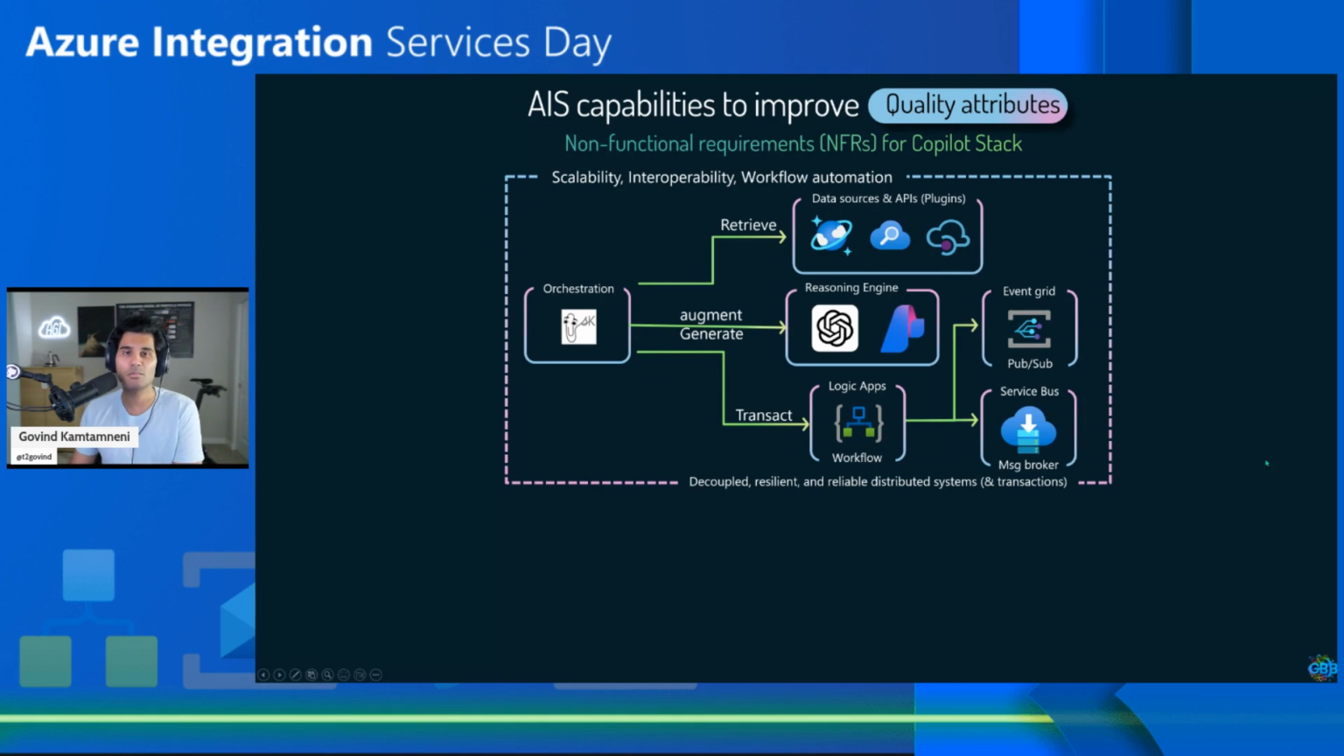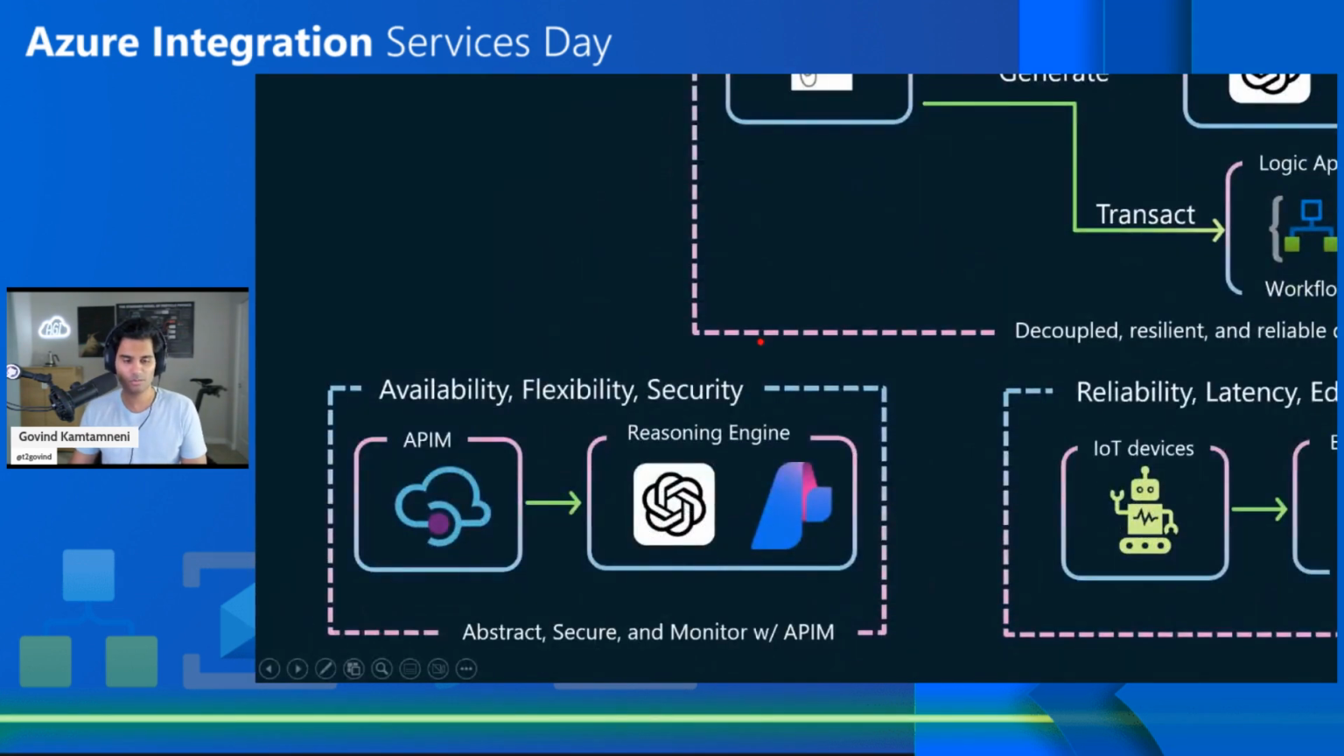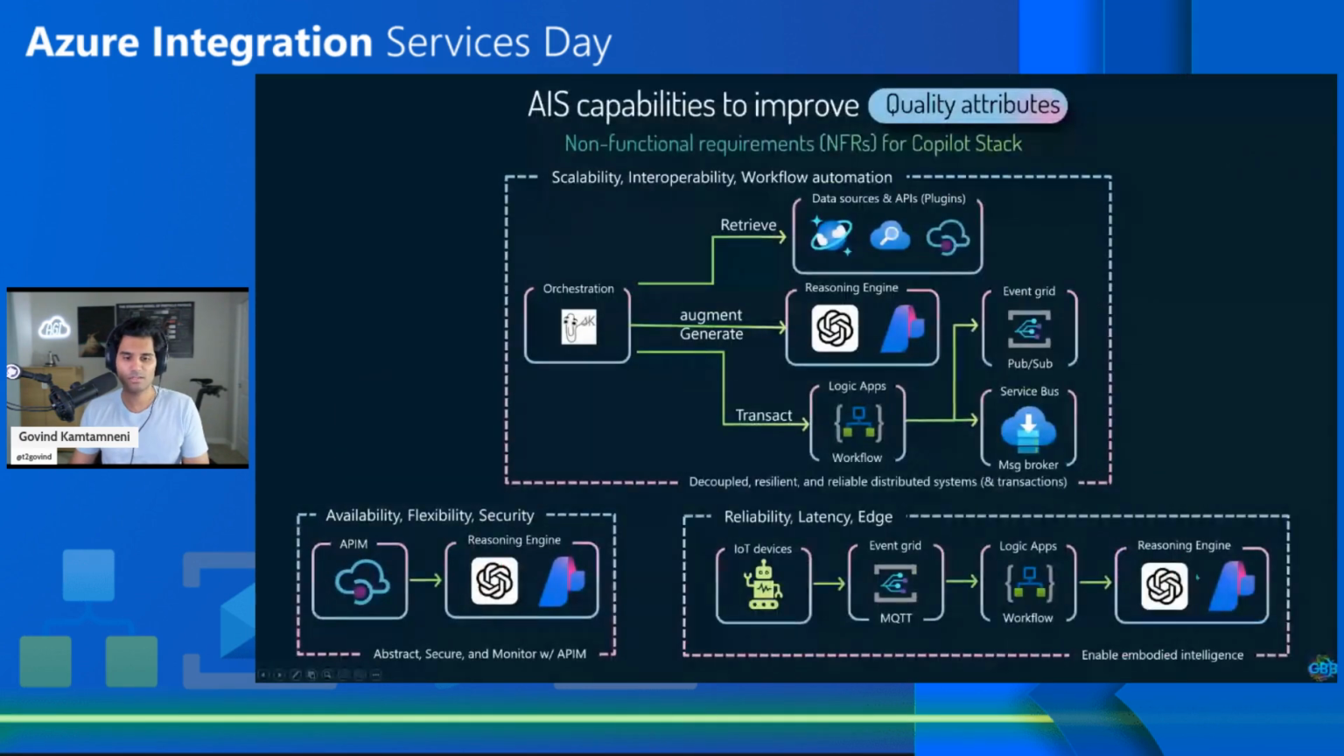You'll start to see more of these use cases go to production with customers that are infusing AI everywhere. Of course, the most common one is, I think, the earlier APIM one, where they showed how you can use APIM to improve availability and flexibility, etc., with the reasoning engine.